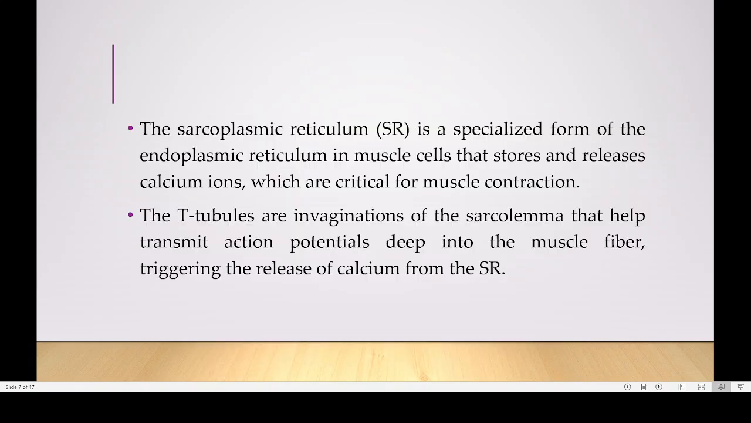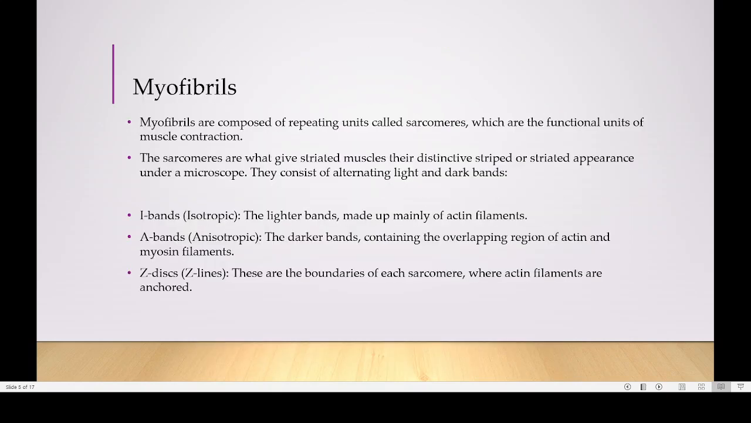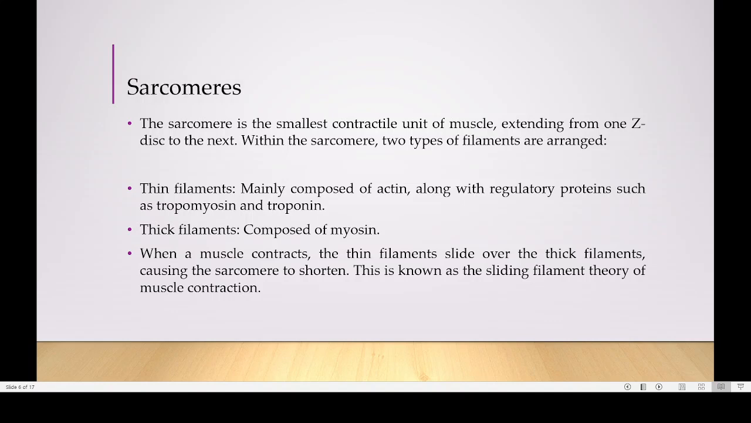Now another thing that we have discussed is the Z disc or Z line. They are the boundaries of each sarcomere. The two ends of the sarcomere are known by the name Z disc, and the region between two Z discs is known by the name sarcomere. And maybe you have studied about this in your +2 classes. Now again, what is a sarcomere? As I told you, it is the smallest contractile unit of a muscle extending from one Z disc to another Z disc. So within the sarcomere, two types of filaments are arranged.